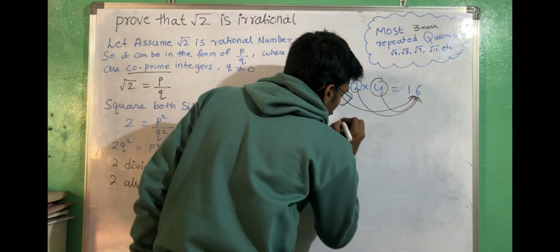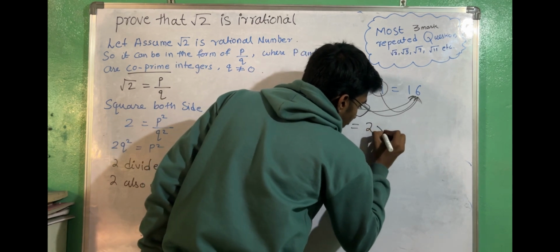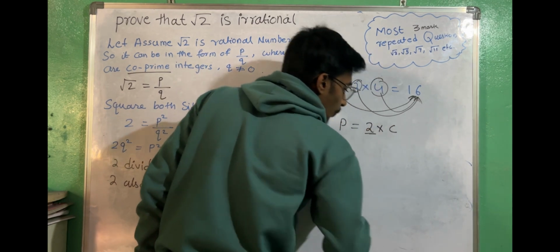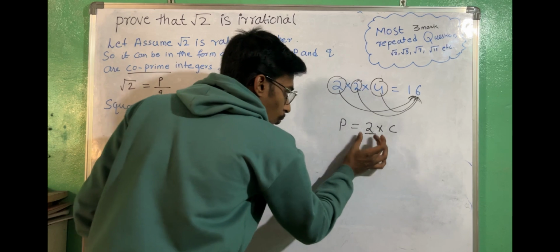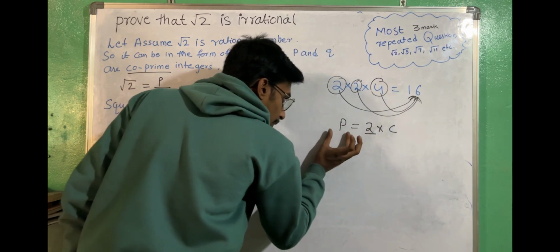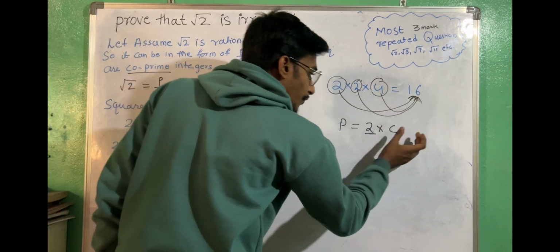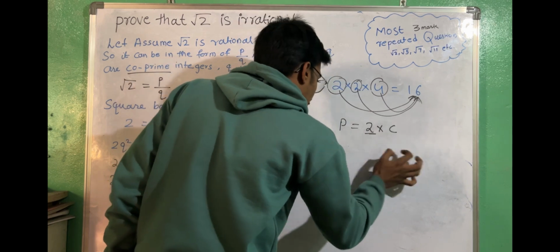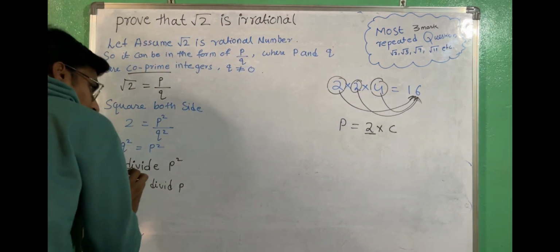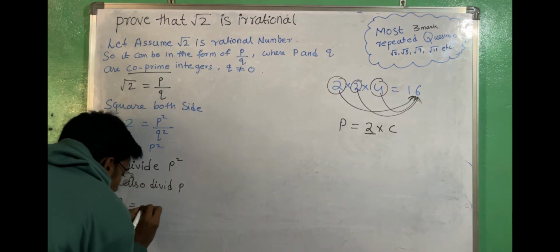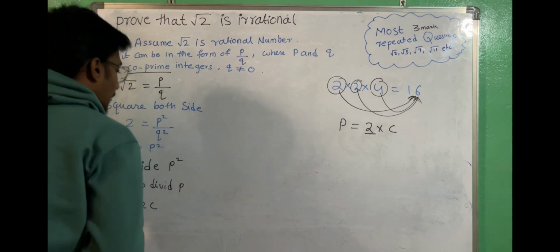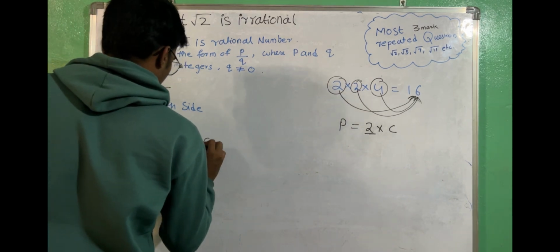That means you will get p by multiplying something with 2. 2 multiplied with something gives p. We don't know the other factor of this number, that is why I write c here. P is equal to 2c. Write this as equation 1.